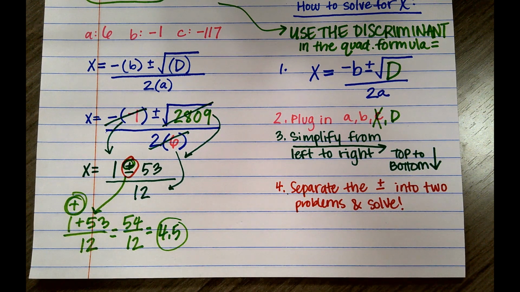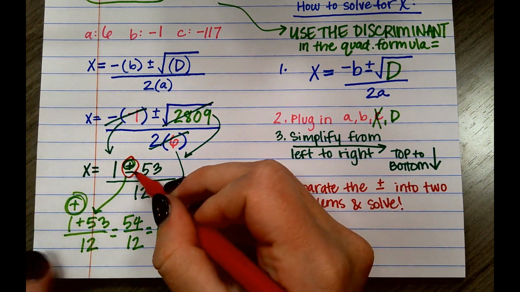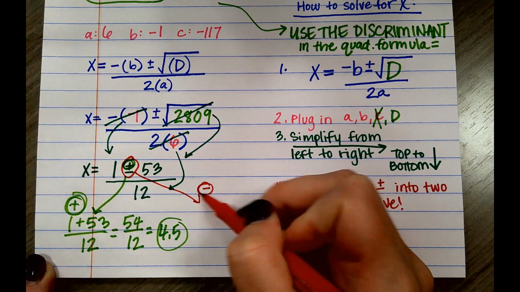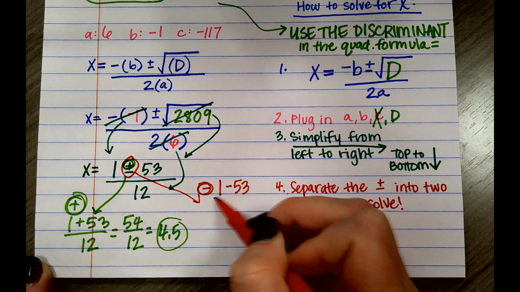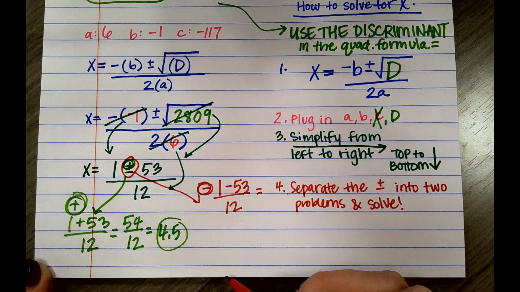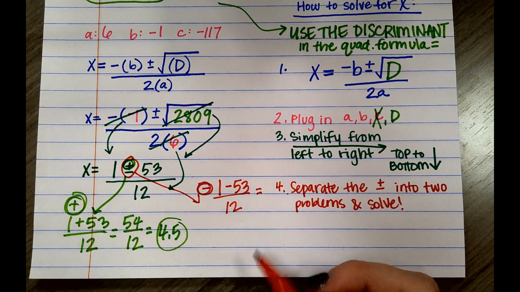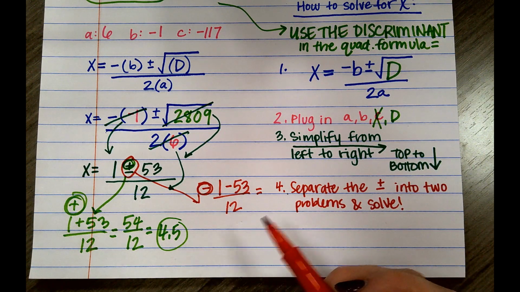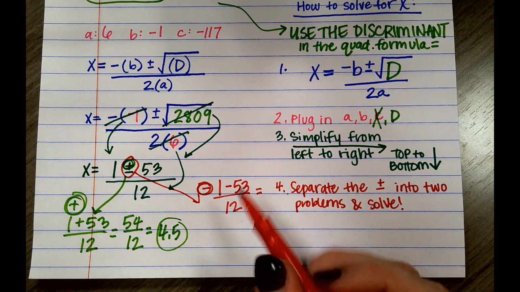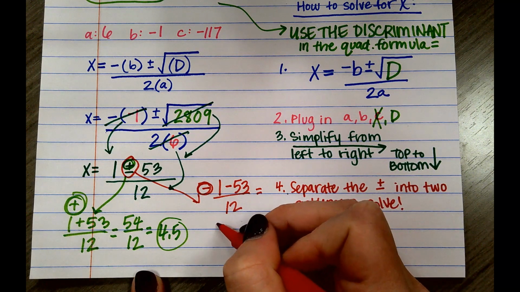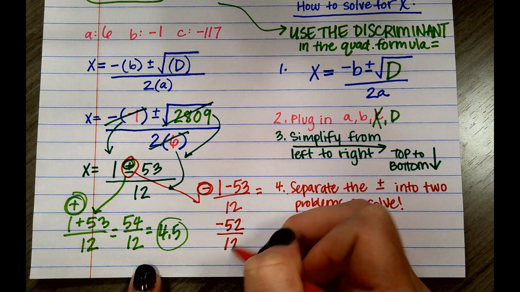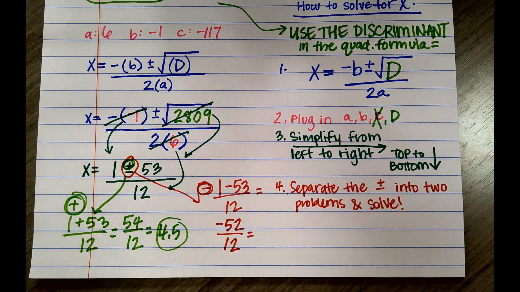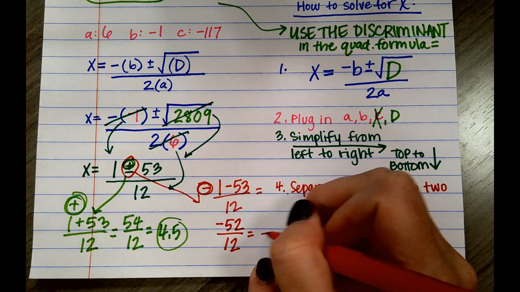And now our minus. 1 minus 53 over 12. Then you get 52 over 12. Almost. Negative 52. 1 minus 53 is negative 52 over 12. Isn't it negative 4.3? Yep, it is negative 4.3 repeating.